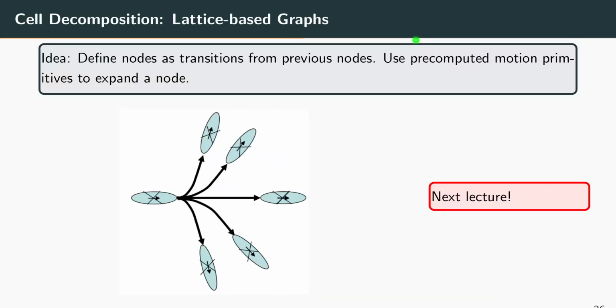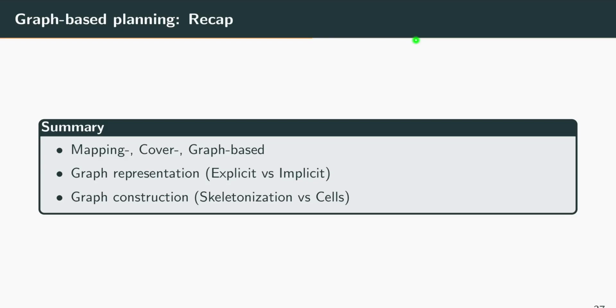We'll look at that next time in more detail, because that is mostly relevant for kinodynamic motion planning. And today we want to focus on geometric motion planning. Okay, so just to wrap up on how we can get these graphs: the current version is that we construct graphs either explicitly or implicitly, and we use something like probabilistic roadmaps or the cell decomposition to generate this representation.